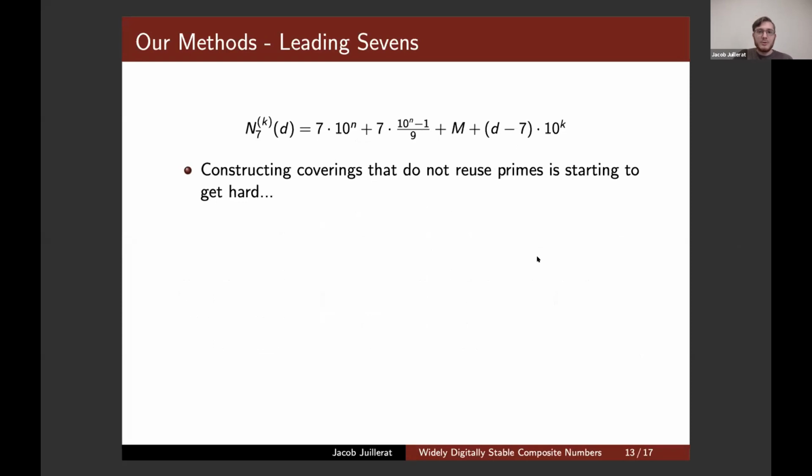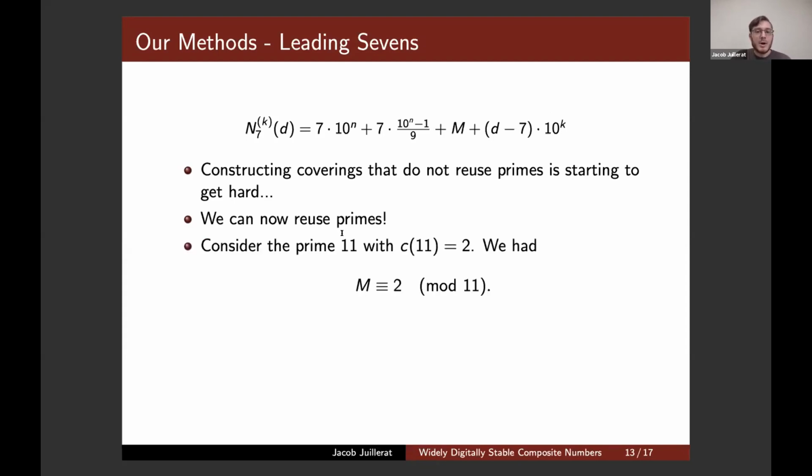But since we're now moving to leading 7s, we can start to reuse primes. In particular, the fact that we have the 7 times 10 to the n, this is just going to shift everything over 7, basically, with respect to the m. And we can now change what d is. So some of the primes can be reused. So for example, the prime 11, 10 has order 2 mod 11. And we used 11 in the covering for x equals 9. And there we had that m was congruent to negative 9 times 10 to the 0, which is congruent to 2 mod 11.